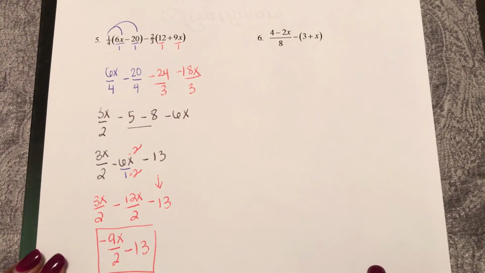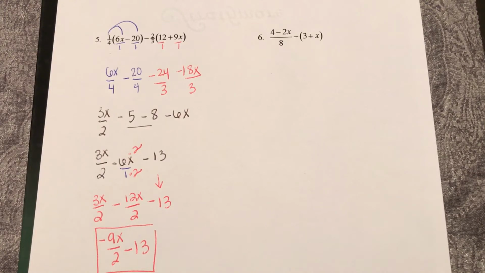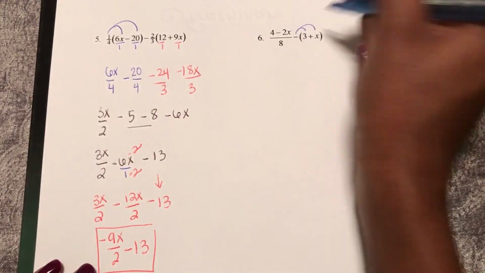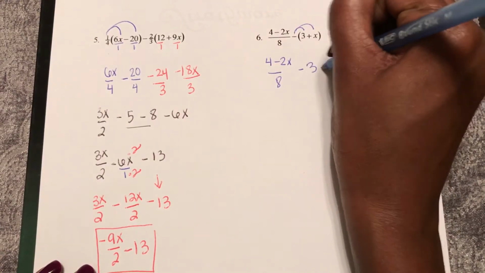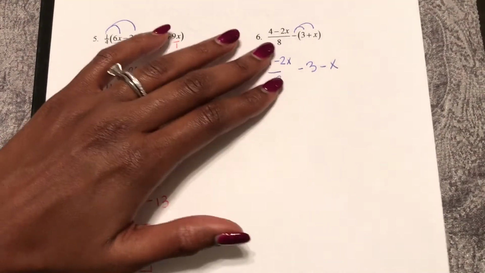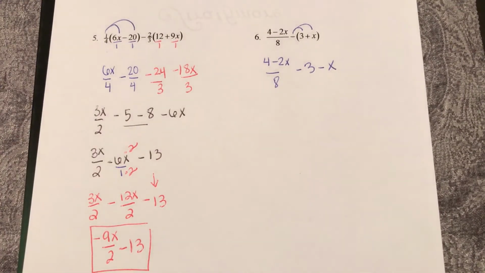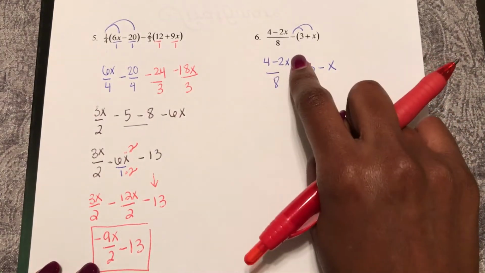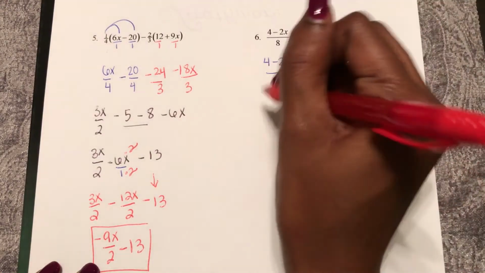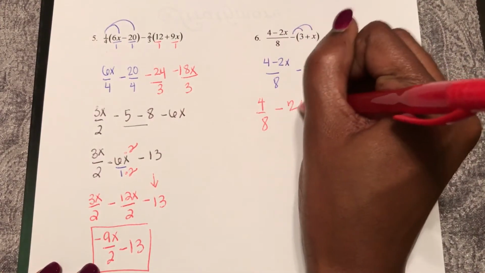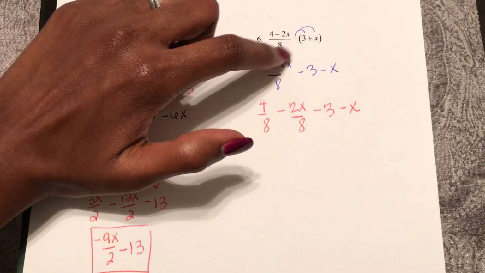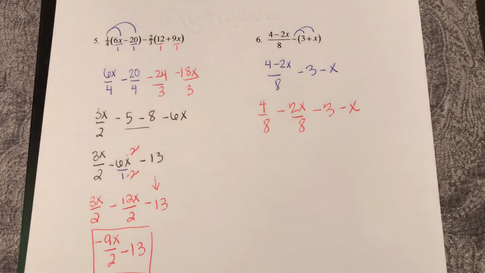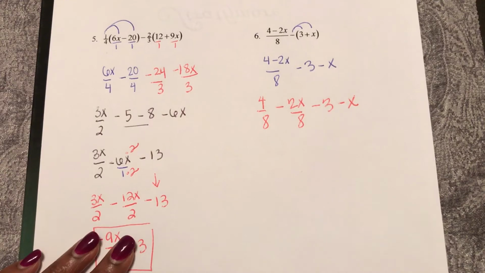In this last example, the first step I'm going to do is distribute this negative. So I have 4 minus 2x all over 8 minus 3 minus x. Now this term over here, I don't like the fraction. So what I'm going to first do is break these up into two separate fractions. This is actually 4 over 8 minus 2x over 8 minus 3 minus x. Whenever you have multiple terms over one denominator, you can split it up. So let me simplify these now.